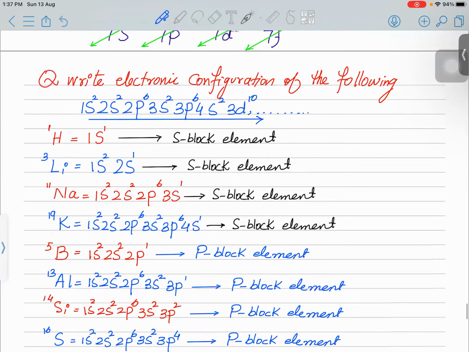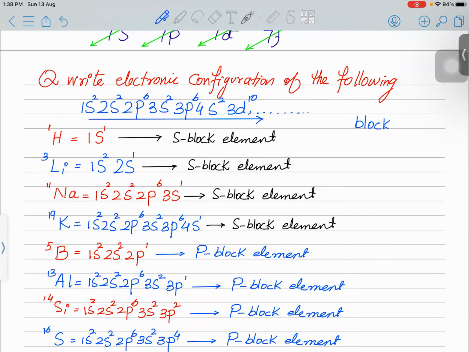So in the periodic table, we have four blocks: S block, P block, D block, and F block. Because if electronic configuration ends with S, then the element is called S block element. If configuration ends with P, it is called P block element. If configuration ends with D, it is called D block elements. If configuration ends with F, it is called F block elements.